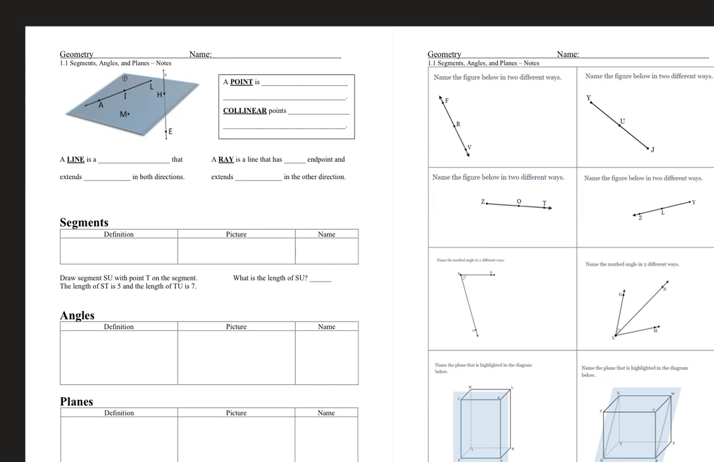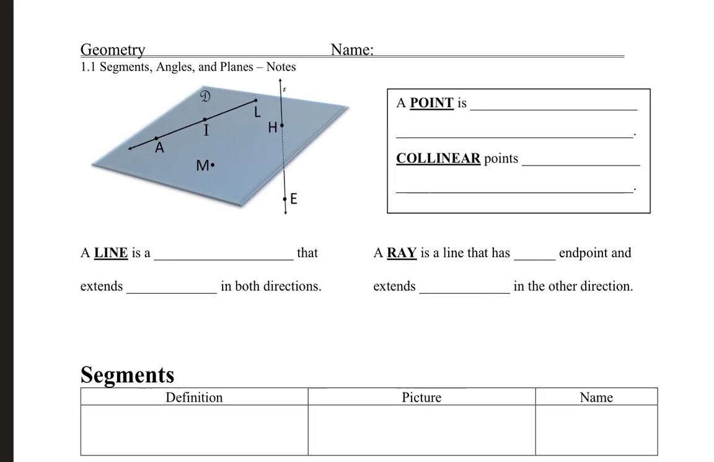Okay, welcome back, kiddos. We are starting with our unit 1.1, talking about segments, angles, and planes. So we're going to talk about these items right here, and all these types of shapes right over here. All right, so let's get right into it. So we'll start with some vocabulary.